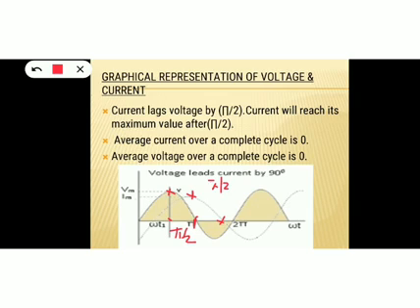And here also the average current over a complete cycle is 0, and the average voltage over a complete cycle is 0, because the current magnitude for the positive cycle and the negative cycle will be cancelled. Similarly, the voltage magnitude for the positive and negative half cycles will be cancelled. So the average current and voltage over a complete cycle will be 0.